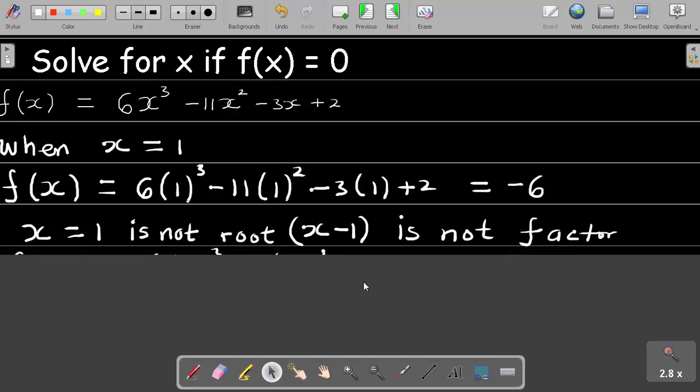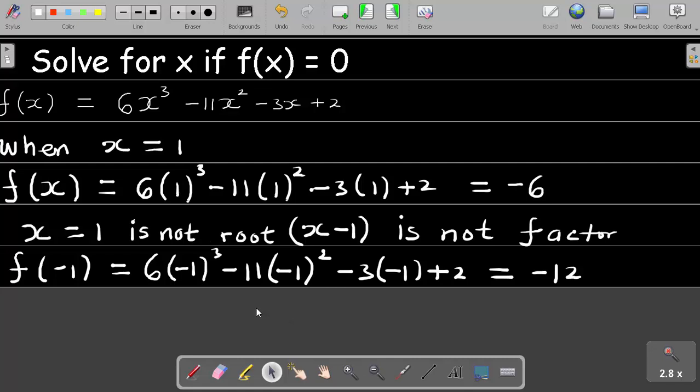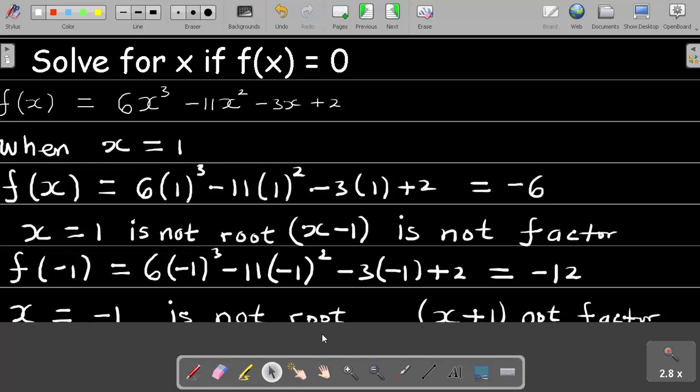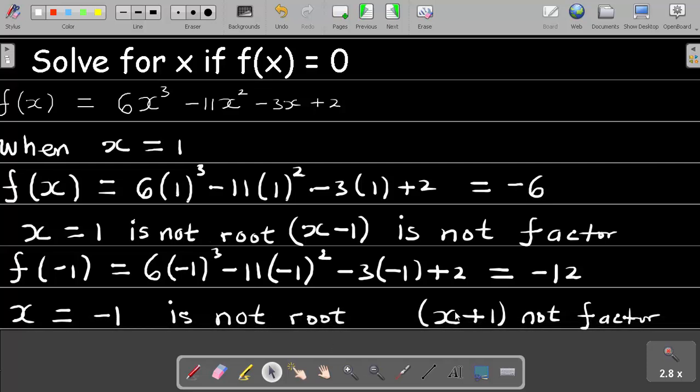So I continue trying. I'm going to use negative 1 and see what happens now. If I put negative 1, unfortunately I still don't get 0, but I get negative 12. So again it means that x equals negative 1 is not a root, and neither is x plus 1 a factor. So I proceed and try something else.